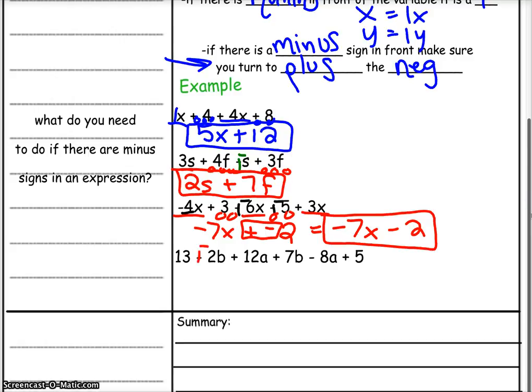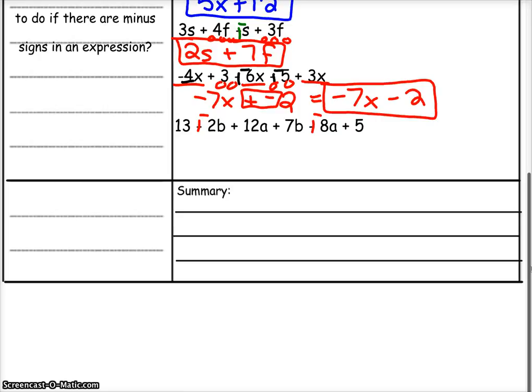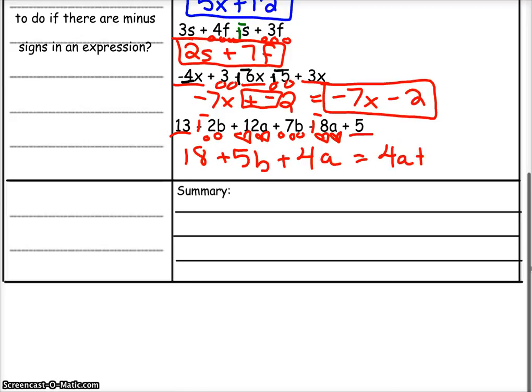All right, I'm just going to quickly do this next one. You don't have to complete this if you don't want to, because it is a little more advanced. So I'm just plussing a negative. I start usually with what's on the left. 13 plus 5 is 18. Negative 2b plus 7b is 5b. 12a plus a negative 8a is 4a. And then math etiquette tells me to put it in alphabetical order. I can do that because of the commutative property of addition. I can flip things around.